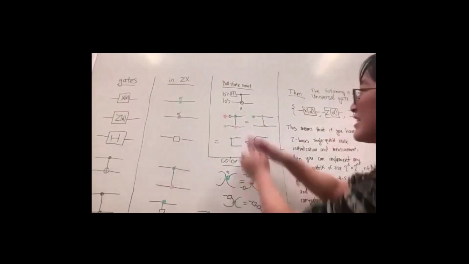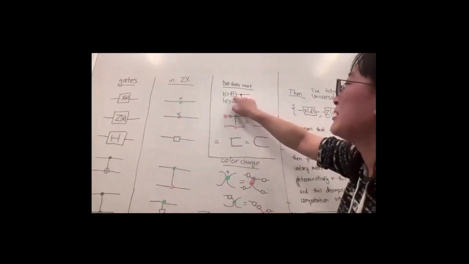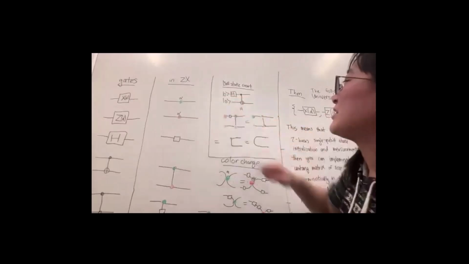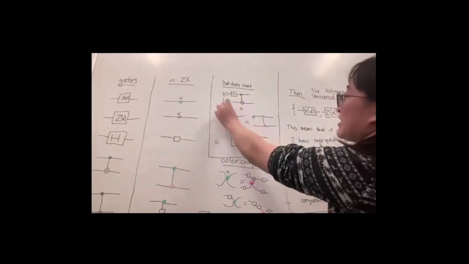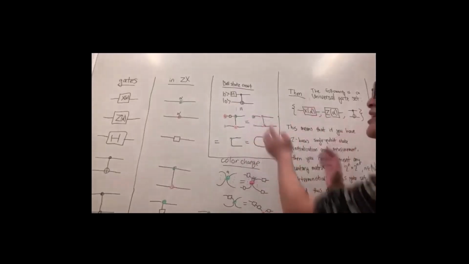But in any case, this is an example where you color change, so you have a Hadamard applying to a Z basis state, and it changes the basis from Z basis to X basis. And so now it becomes green, and this lets you do a fusion that you couldn't do before.